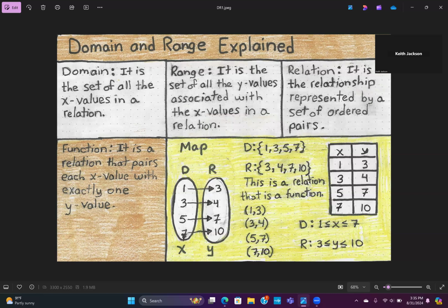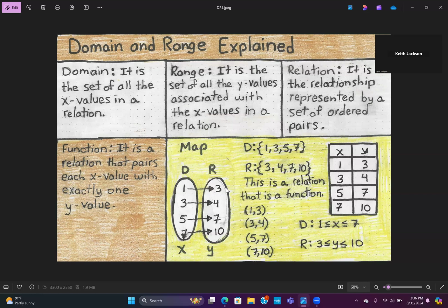As you can see right here, the reason why this relation is a function is because we have our x values of 1, 3, 5, and 7, and there's only one arrow coming out of our domain values. Because there's only one arrow coming out, this lets us know that this relation is a function. All right, and they can be set up in ordered pairs.